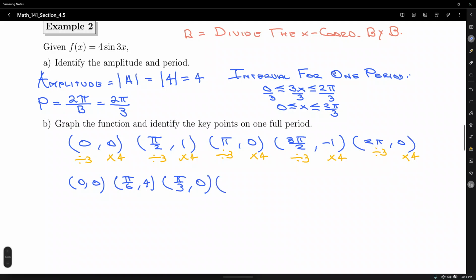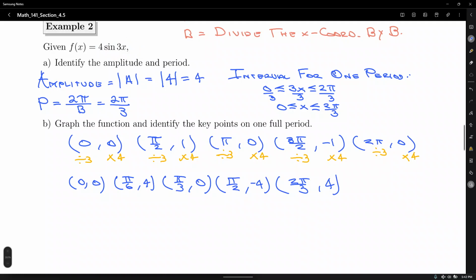And 3 pi over 2 divided by 3, let me do some side work so you can see it. It's the same as multiplying by 1/3, where the 3's go away, leaving us with pi over 2. Okay, and what's next? Negative 1 times 4, that's negative 4. And lastly, 2 pi divided by 3, I'm dividing by positive, not negative 3. So that is 2 pi over 3, 0 times 4 equals 0. So these are the key points of the transform function given in the example.